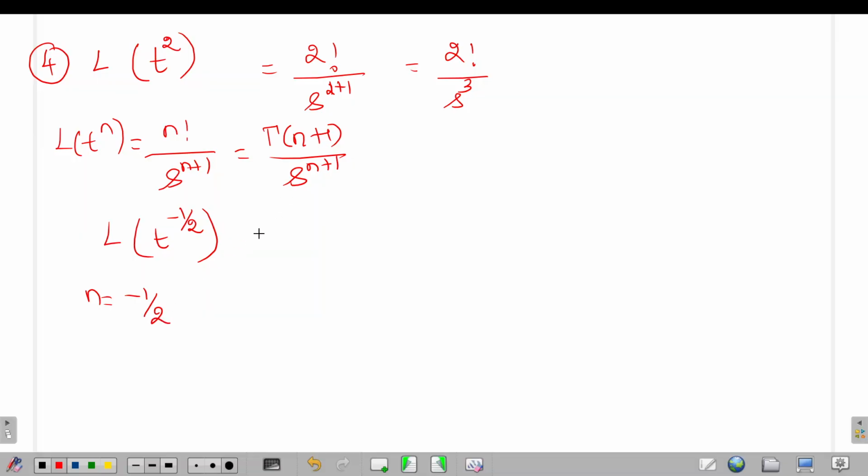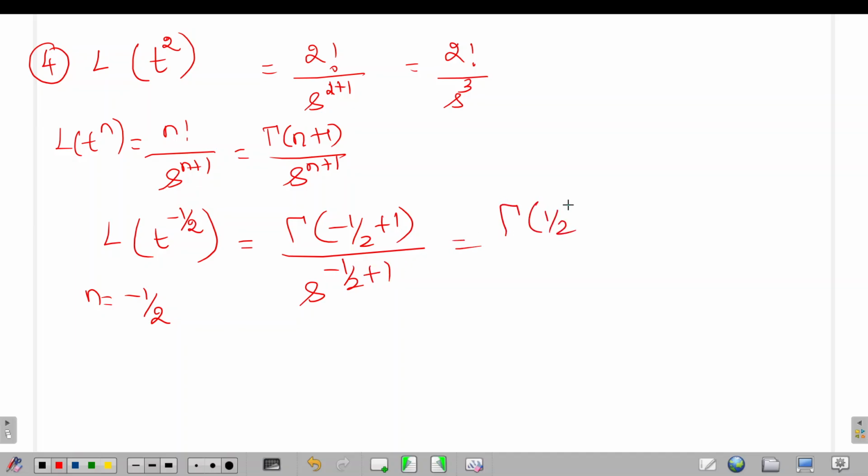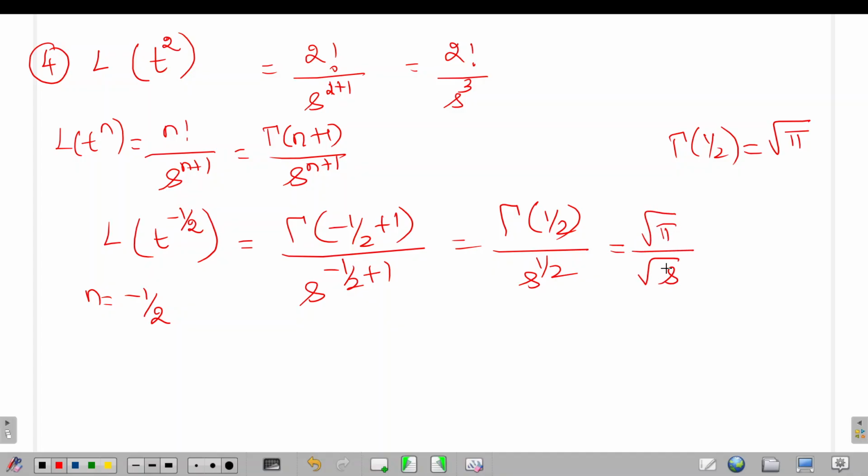When we substitute in this formula, we will be having gamma of minus half plus 1 divided by s to the power of minus half plus 1. That is equal to gamma of half divided by s to the power of half. But we know that gamma of half is equal to under root of pi. So the final answer will be root pi by root s.